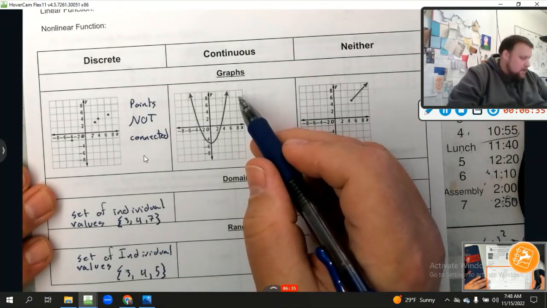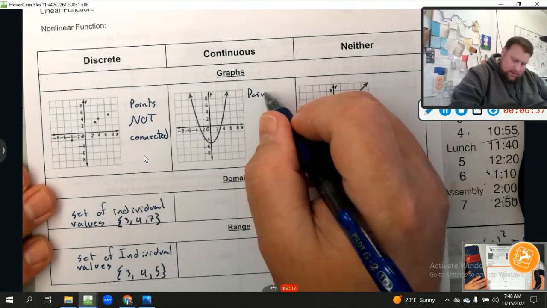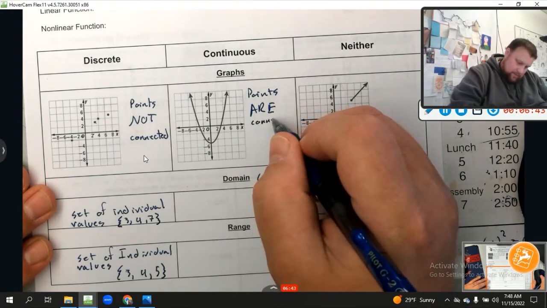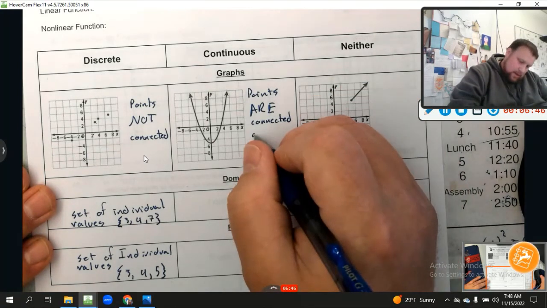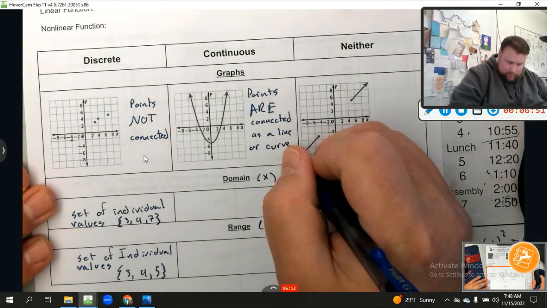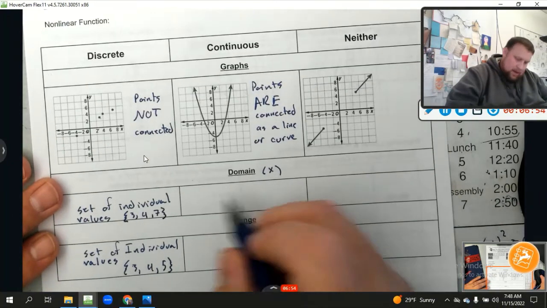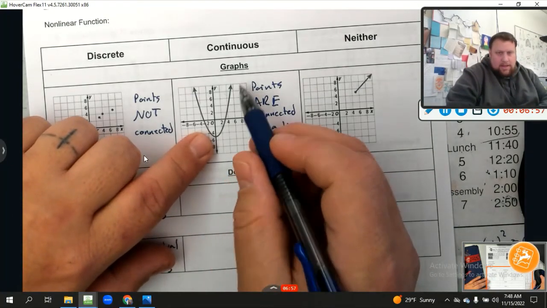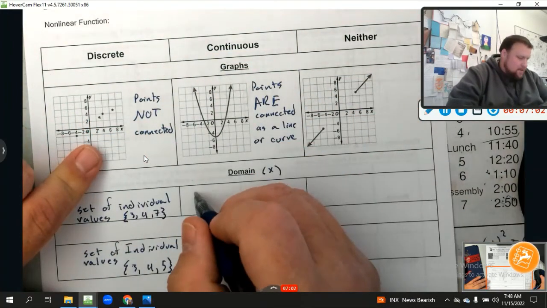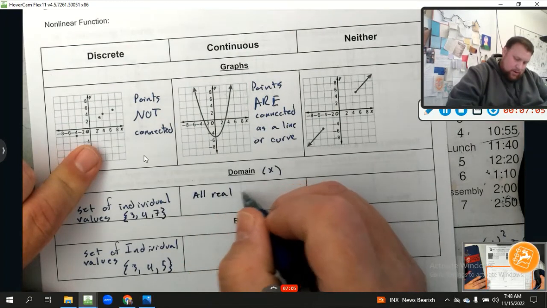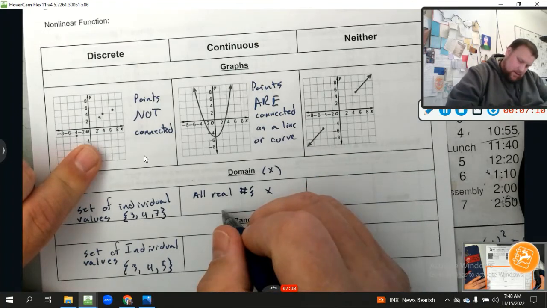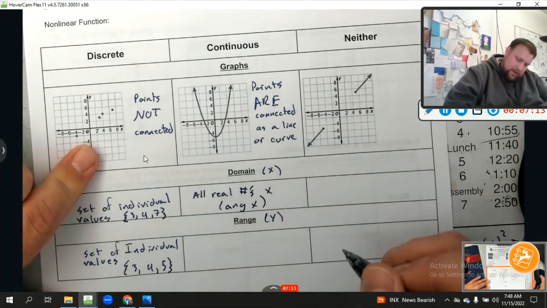Over here, let's look at the continuous graph. Points are connected as a linear curve. And again, the domain, now look, this arrow's going up forever, forever going a little bit to the right, forever going a little bit to the left. So in the x values, the domain is going to be all real numbers x. In other words, any x number, any x value.